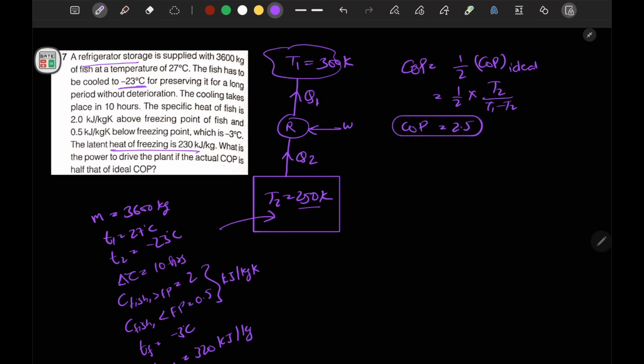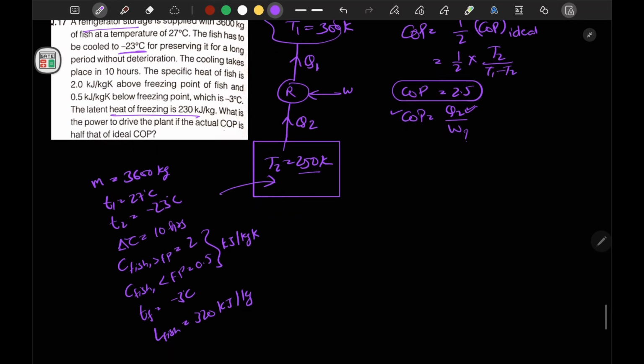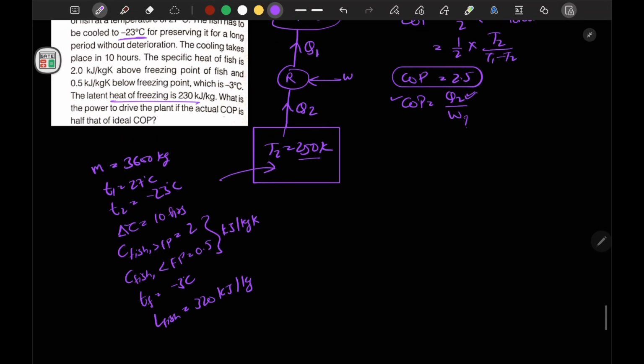Okay, now if we talk about work, we can write COP is equal to desired effect, Q2 upon W. So we know COP, and we have to find W. We have to calculate the value of Q2. Q2 is the heat supplied. So how much heat is added to our space? Let's see, I am writing it here.